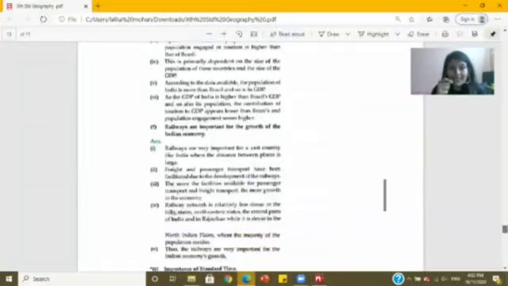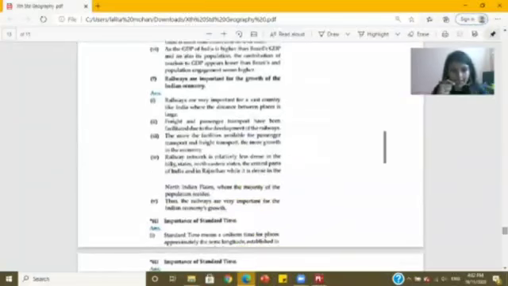Question number 7. Railways are important for the growth of Indian economy. Answer. Railways are very important for a vast country like India where the distance between places is large. Freight and passenger transport have been facilitated due to the development of railways. The more facilities available for passenger transport and freight transport, the more the growth in the economy. Railway network is relatively less dense in the hilly states, the northeastern states, the central parts of India, and in Rajasthan, while it is dense in the northern plains, that is North Indian plains, where the majority of the population resides. Thus, the railways are important for the Indian economy's growth.